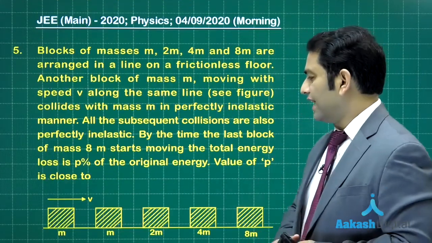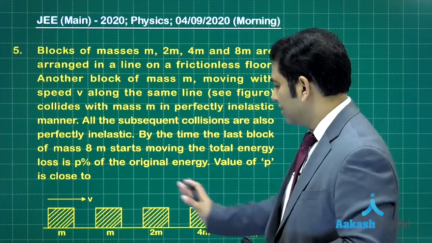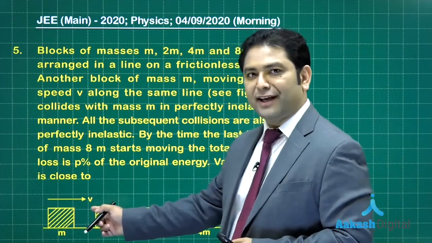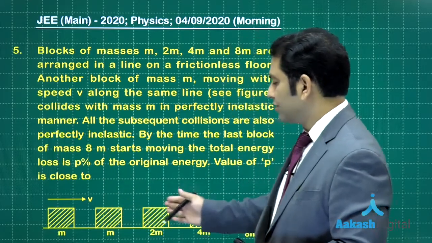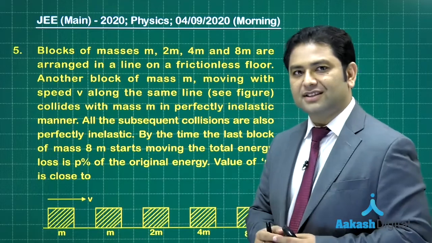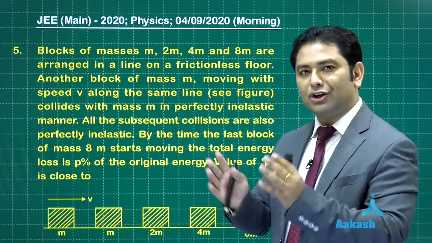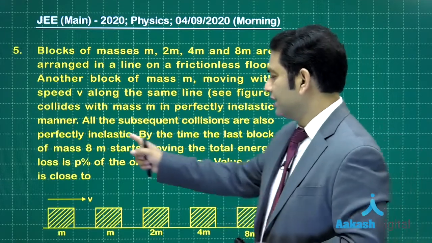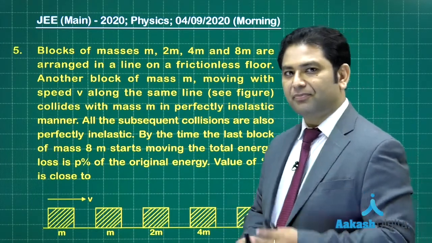So question number 5 is something like this. Look at this story. There are a total of 5 blocks and the first block starts the game with a velocity v. On subsequent collisions, every collision is a perfectly inelastic collision. And we need to see what is the final loss in kinetic energy, and that has to be reported in terms of percentage loss in kinetic energy.